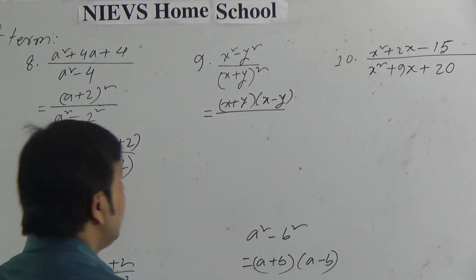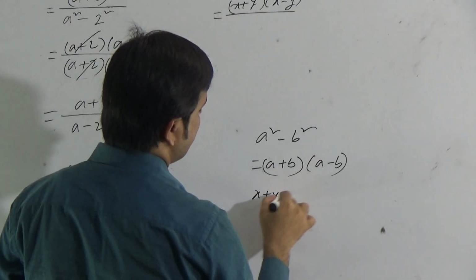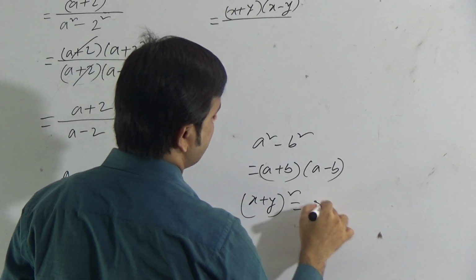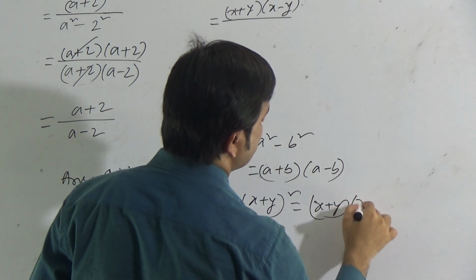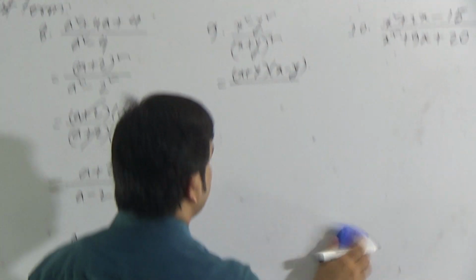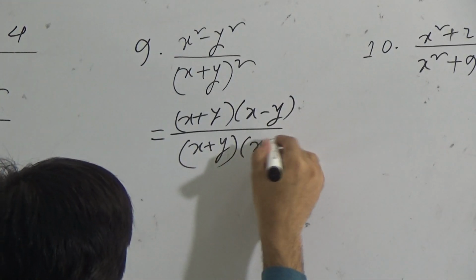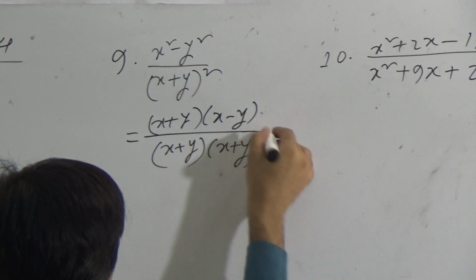Now, in denominator here is written x plus y whole square. It means that x plus y into x plus y. So, we can write x plus y into x plus y in denominator.